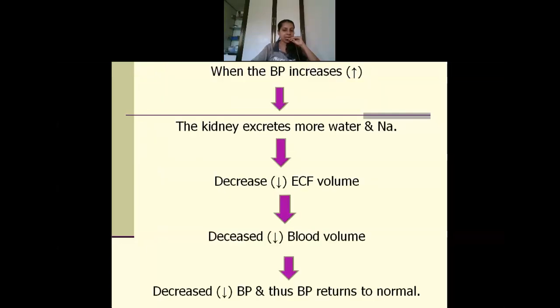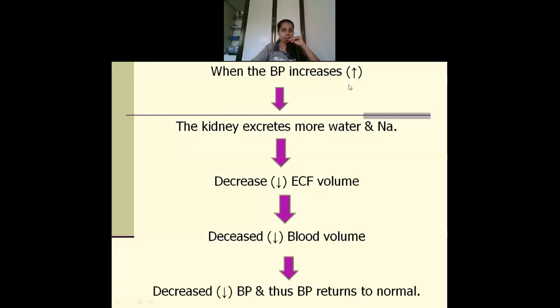Whenever the BP is increased, the kidneys will start to excrete more water and sodium. Now what will happen when the water and sodium is lost from the body? It will reduce the extracellular fluid volume. What will happen when fluid volume is reduced? Your blood volume also is reduced. Now what happens when your blood volume is reduced? It will reduce your blood pressure. So that is how your blood pressure will become normal when the BP is increased.